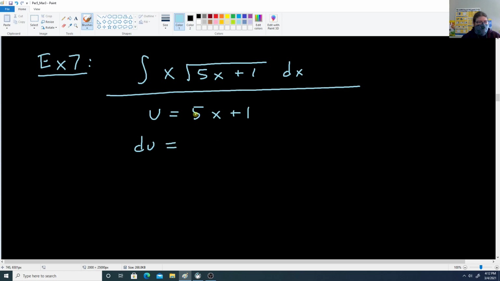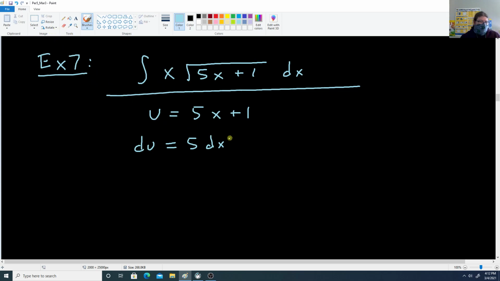Then du would be just 5 dx. Let's take the derivative of 5x, that's 5. Derivative of 1's nothing. So we get 5 dx. Problem is, if I plug this in for u, and I bring in a 5, and I get 5 dx and make that du, I have an extra x left over.